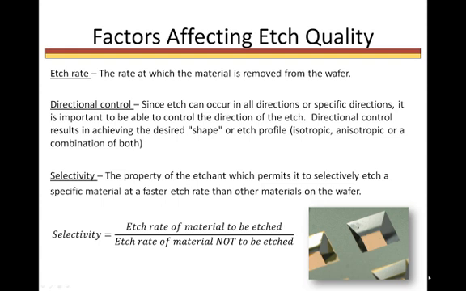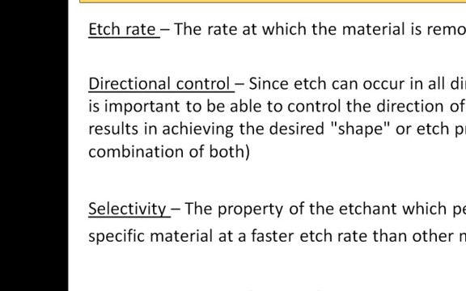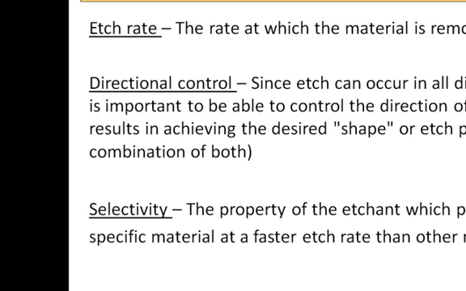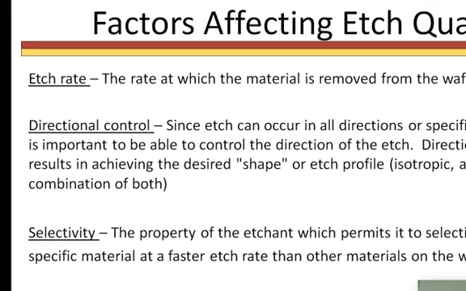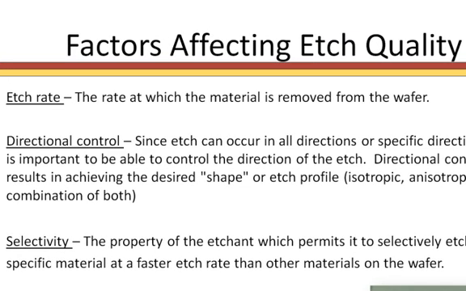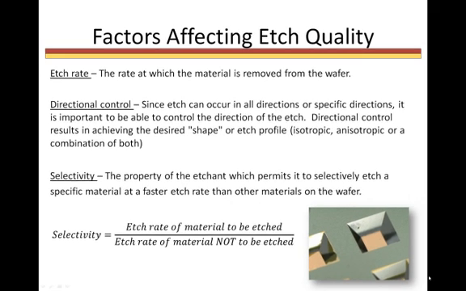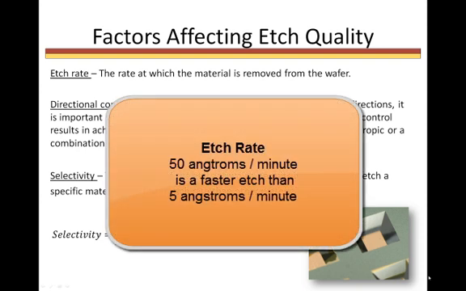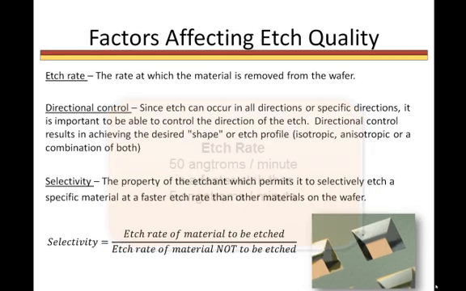Regardless of the technique used, wet etch or dry etch, physical or chemical, the etch quality is influenced by several factors. A few important factors for microsystems include etch rate, directional control, and selectivity. Etch rate is the rate at which the material is removed from the wafer. In other words, 50 angstroms per minute or 5 angstroms per minute. The faster the etch rate, the faster the material is removed. For instance, 50 angstroms per minute etches faster than 5 angstroms per minute.